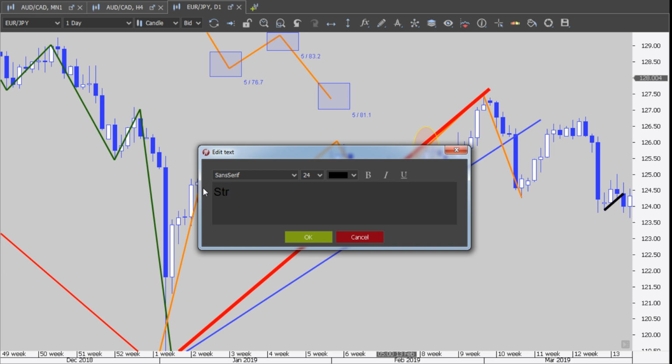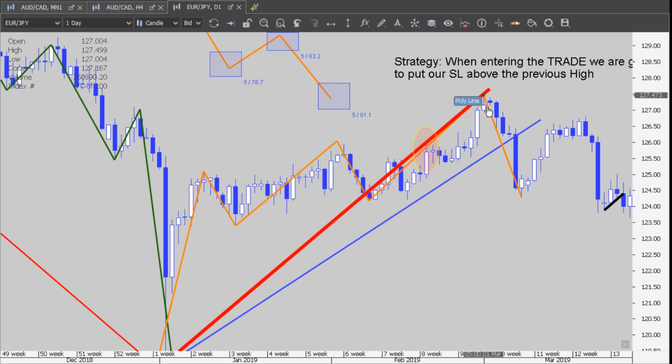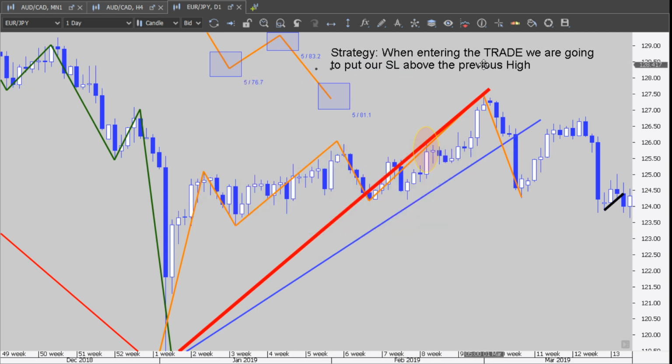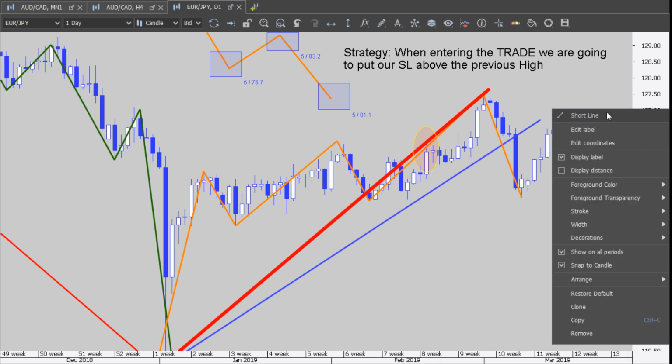No, it's strategy. Let's call it strategy. It's not a rule. Strategy. When entering the trade, we are going to put our stop loss above the previous high. Okay, just the stop loss. We are not going to talk about the take profit, but this is our way. As a beginner trader, I'm going to enter at counter trend line break, and I'm going to put a stop loss above the previous high.